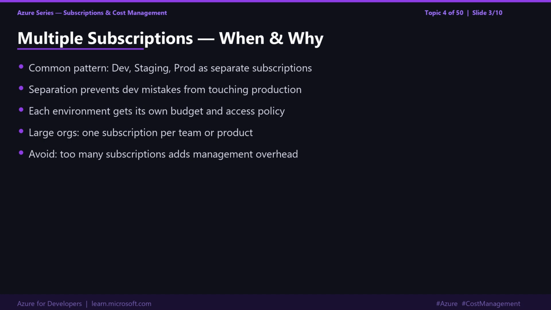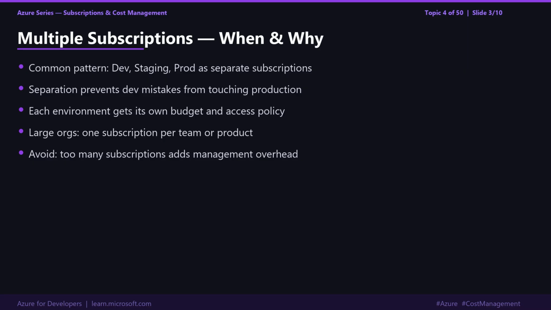For larger organizations, a common pattern is one subscription per product team. The payments team gets a subscription, the search team gets a subscription, the user profile team gets a subscription. Each team manages their own Azure resources independently and is accountable for their own costs. The warning here is, do not go overboard. Each subscription adds management overhead. You need to configure networking, access policies, and monitoring separately for each one. Start with 3 environments: dev, staging, prod, and only add more when you have a clear specific reason.